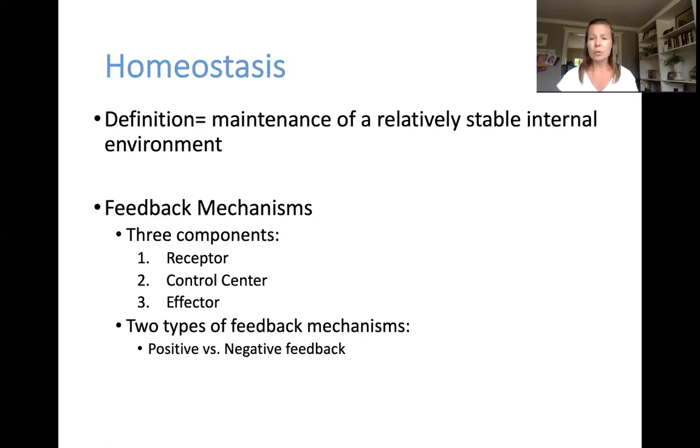Then you have a control center. So the receptors will report any kinds of changes to the control center. The control center is your central nervous system, usually your brain, sometimes the spinal cord. And the control center will determine what the appropriate response is and send that information to an effector. And the effector is the structure that performs the appropriate response. There are 2 types of feedback mechanisms, and the one that is used 99% of the time is negative feedback.